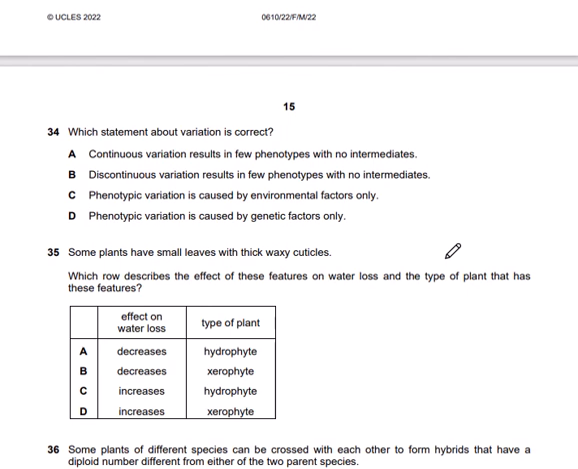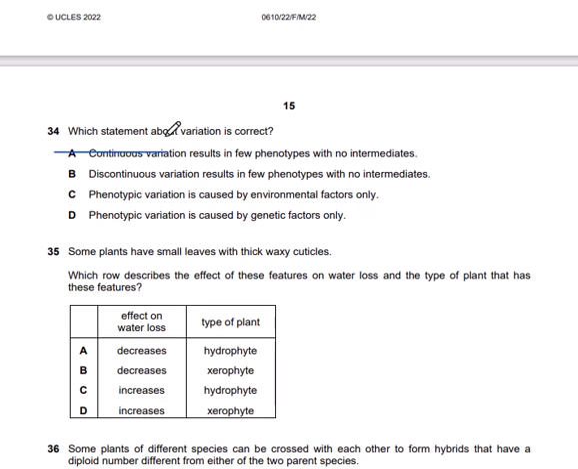Which statement about variation is correct? Continuous variation results in few phenotypes and no intermediates. That's not correct. It has a lot of intermediates. Discontinuous variation results in few phenotypes with no intermediate. That's correct, because I could take it as an example. You can either roll your tongue, or you cannot. There's no in between.